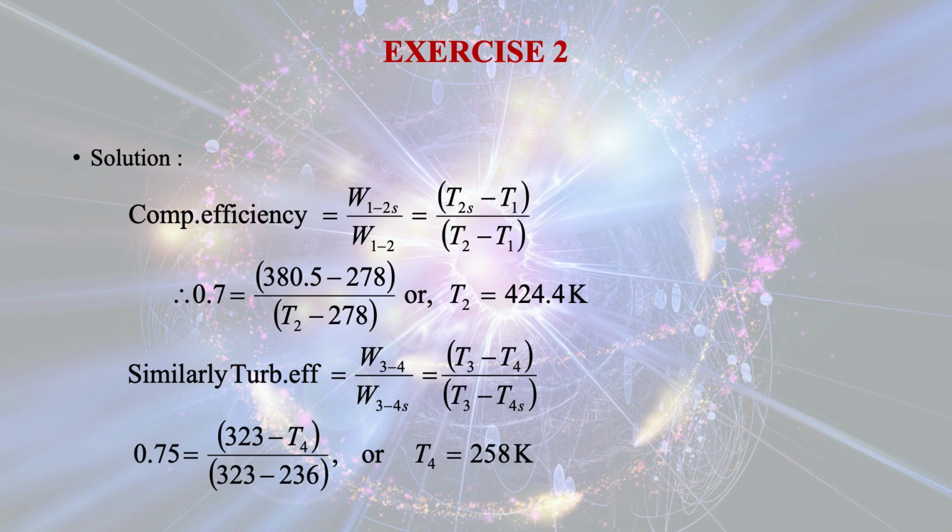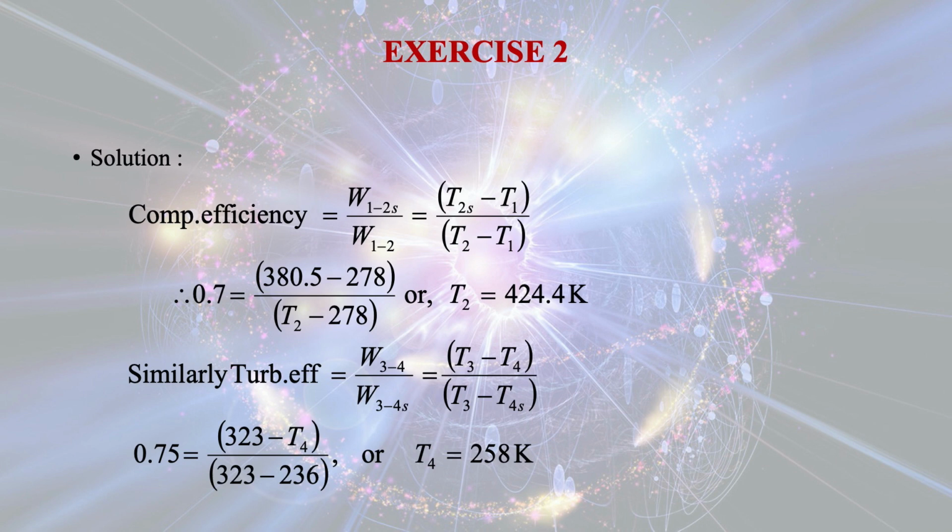424.4 Kelvin. Now, similarly, the turbine efficiency is defined as actual work divided by isentropic work, that is equal to T3 minus T4 divided by T3 minus T4S. In this case also, you can get the value of T4S because there is a relation between T3 and T4S: T3 by T4S is equal to P2 by P1 whole to the power gamma minus 1 by gamma. So, T3 is known and T4S you can calculate from that expression. After putting the value for efficiency of the turbine, the value for T3, and the value for T4S, we can calculate the temperature T4.